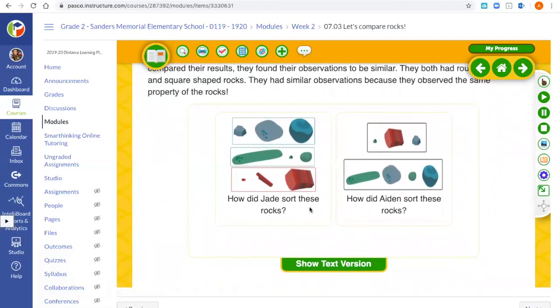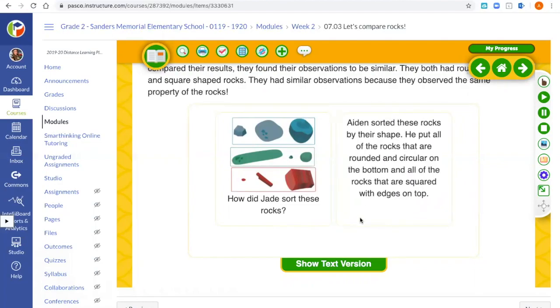How did Jade sort these rocks? How did Aiden sort these rocks? Aiden sorted these rocks by their shape. He put all of the rocks that are round and circular on the bottom and all of the rocks that are squared with edges on top.